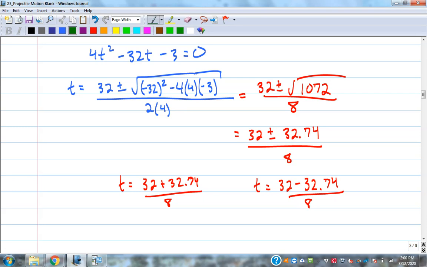Can we have negative time? Do you ever figure out how to have negative time? I need more time in my day. Can you please let me know how to find it? Because I need some more time. 24 hours ain't enough to get everything done. So that one's going to go away.